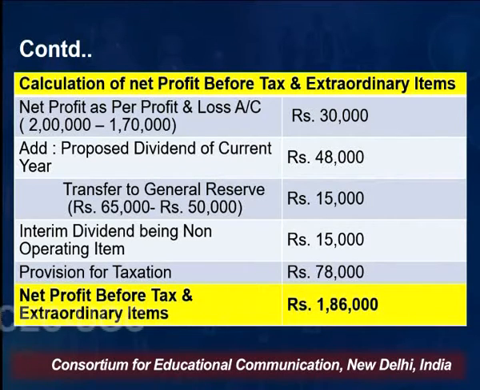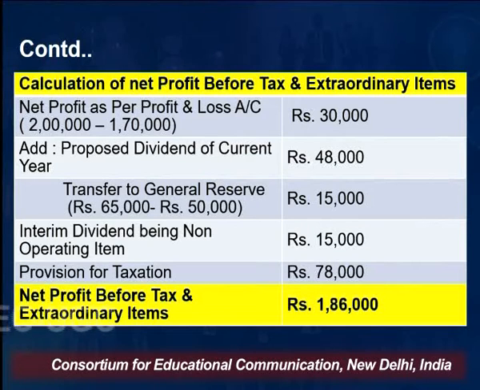So let us start with the balancing figure of net profit as per profit and loss account. In the first year it was 1,70,000, and in the subsequent year it became 2 lakh rupees. So there is an increase of rupees 30,000. So we have taken that 30,000 rupees as a profit. Had it been a decline, it could have been a minus figure, which means the company might have incurred loss. So it can be negative also. It is not compulsory that every time it is positive.